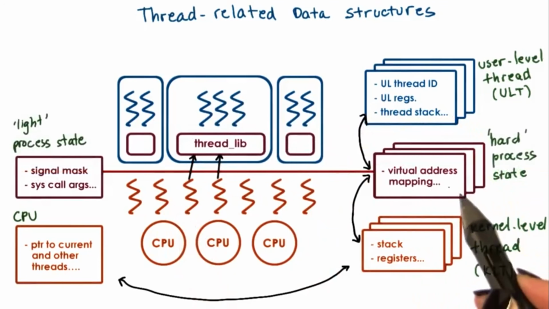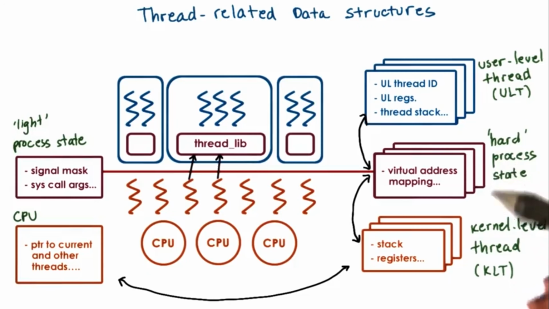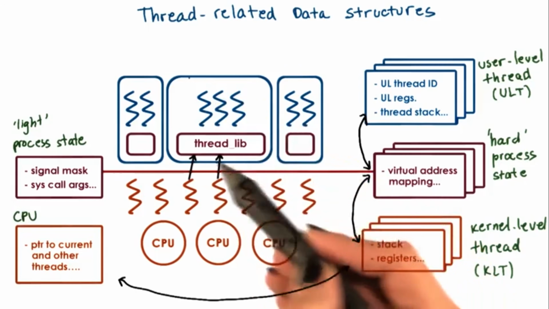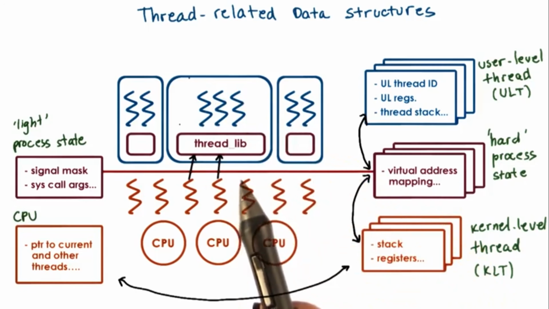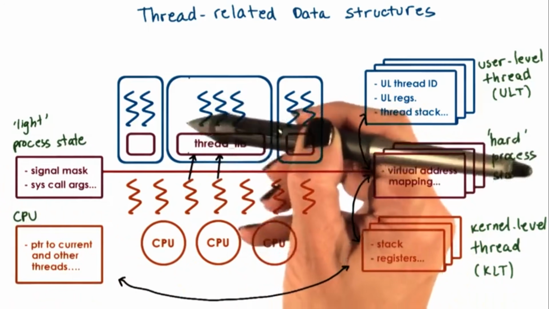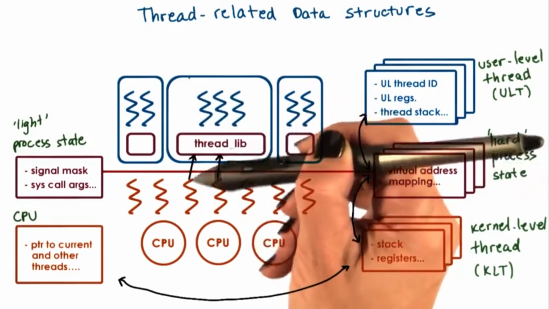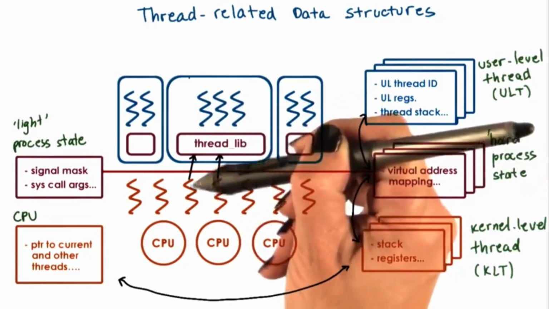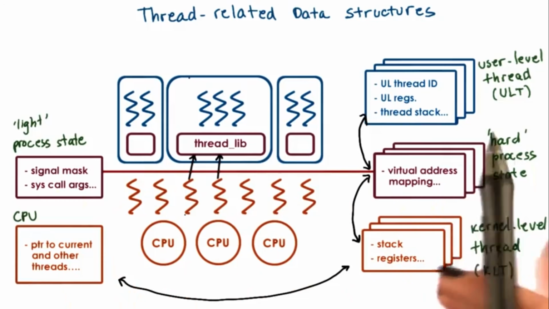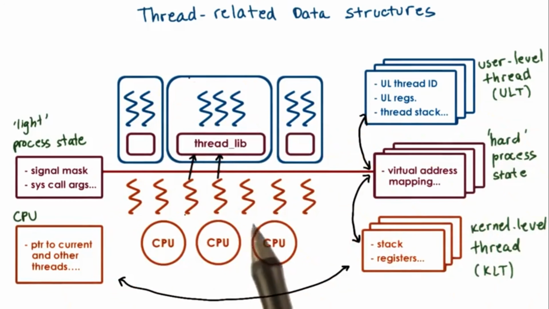So we will split up the information that was contained originally in the process control block, and we will separate it into the hard process state that's relevant for all of the user-level threads that execute within that process, and then the more lightweight process state that is only relevant for a subset of the user-level threads that are currently associated with a particular kernel-level thread. So we started off with one large contiguous process control block structure, and then we divided the information that was contained in it across a number of different data structures.